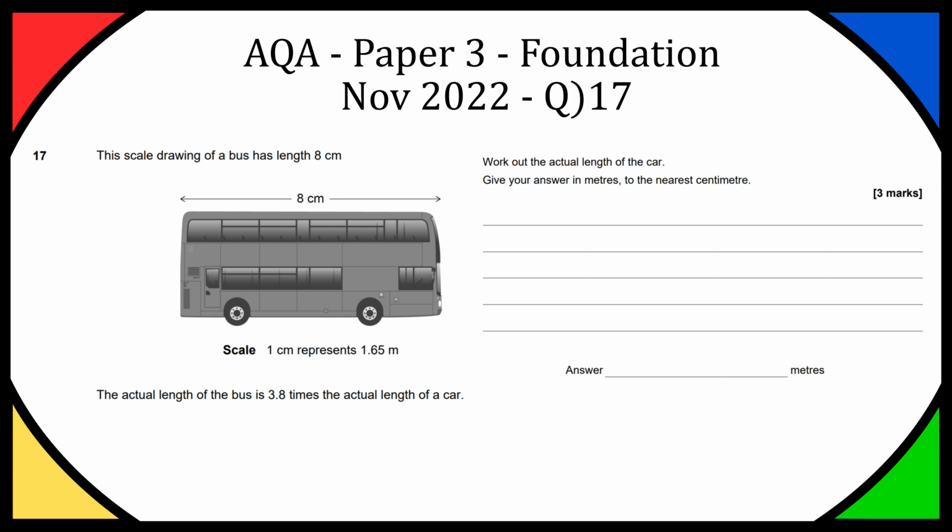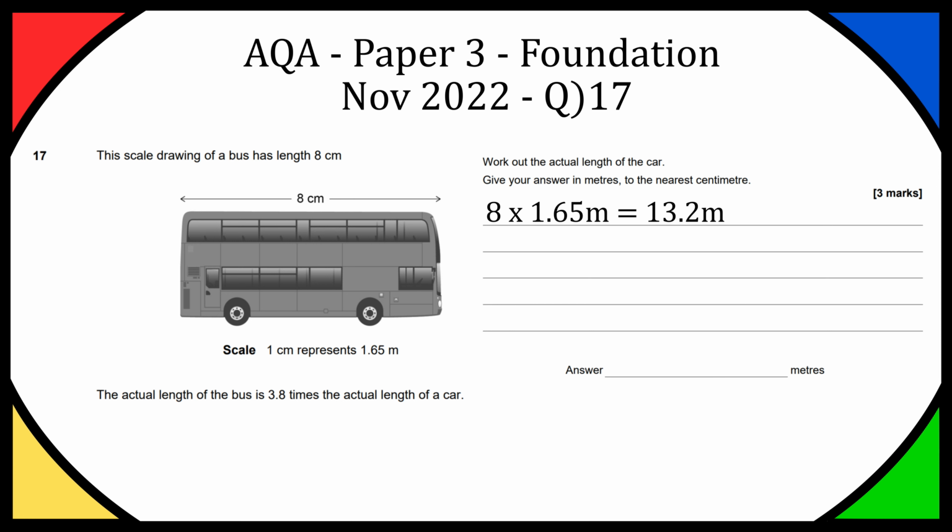So with past papers, it's always best to work out what you can do and what bit of information you can find, because that often leads to the next bit of information. So we can find the bus length because we know it is 8 centimeters long, and 1 centimeter represents 1.65 meters. So if we want the actual length of the bus, all we have to do is 8 times 1.65 meters, and that's going to give us 13.2 meters.